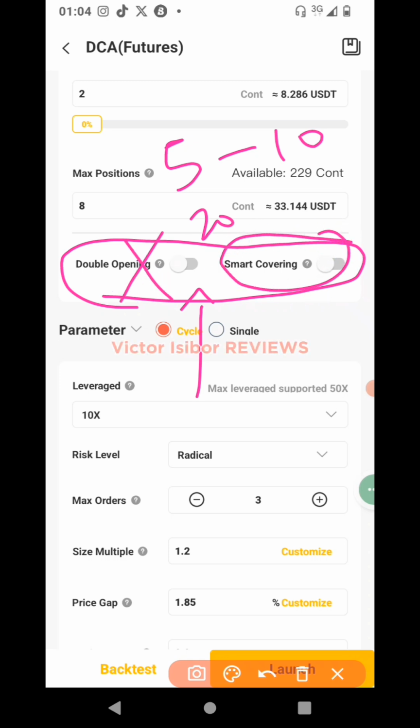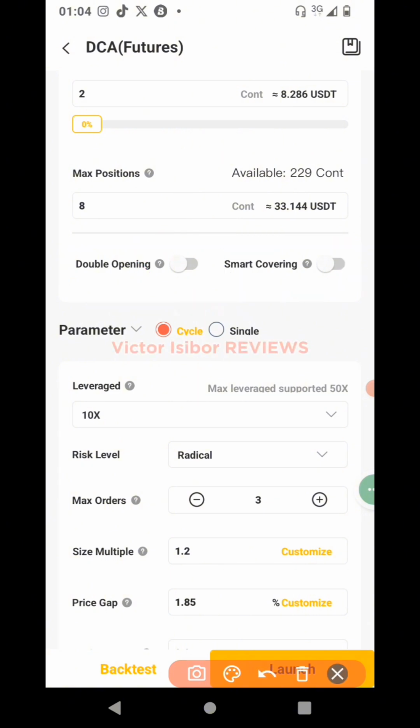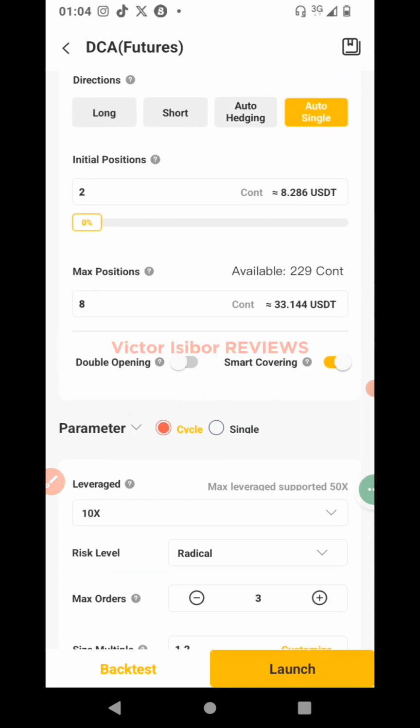Smart covering is saying, don't worry, the artificial intelligence robot will take control of that. At what percentage drop is it going to enter the market or exit the market? How much is taken into the market vis-a-vis your available capital? Let artificial intelligence take control. So I prefer smart covering. I'll turn on smart covering. All right. Now I scroll up.